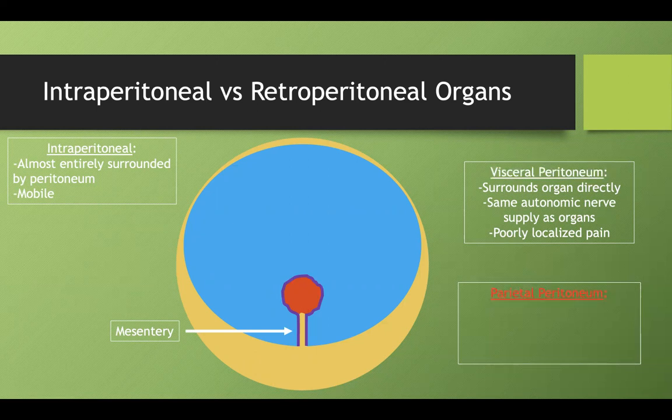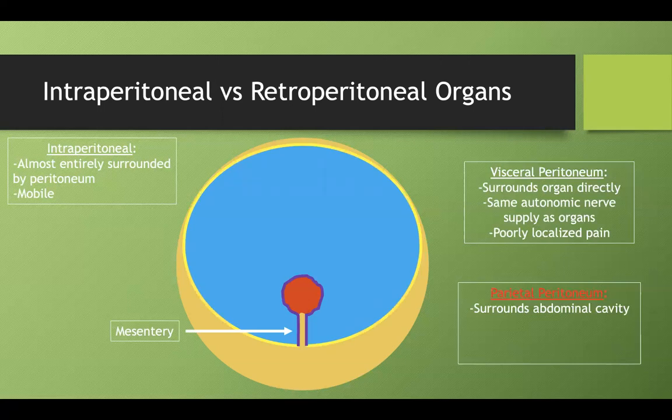On the other hand, parietal peritoneum surrounds the abdominal cavity and not the organs. So I'll highlight it in yellow now. And this type of peritoneum has the same nerve supply as your abdominal musculature. And we have all had a muscular strain in our abdomen before after a long run, and you feel that localized pain in a specific area. So it's very well localized.